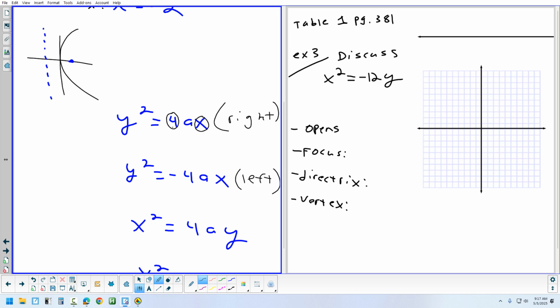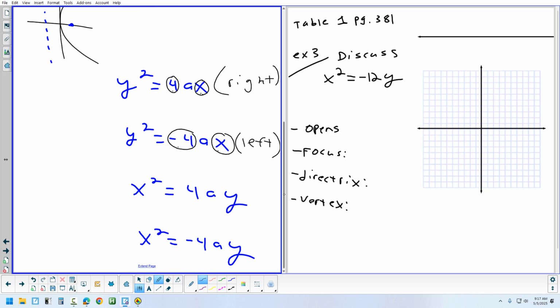The fact that this is a positive 4 could mean one of 2 things. It opens up or it opens right. But because this is an x, that tells you the direction that it opens. Think of x as the horizontal axis. That means it opens horizontally. So look at those 2 numbers. It opens horizontally because that's an x, so it either opens to the right or to the left. But it's a negative, so it opens left.